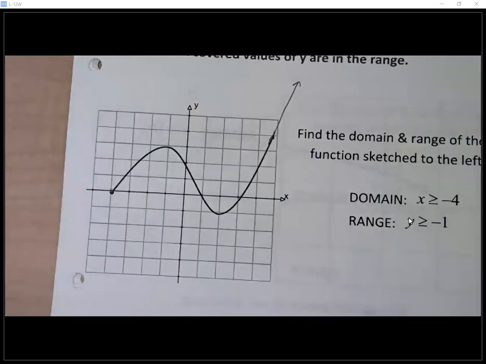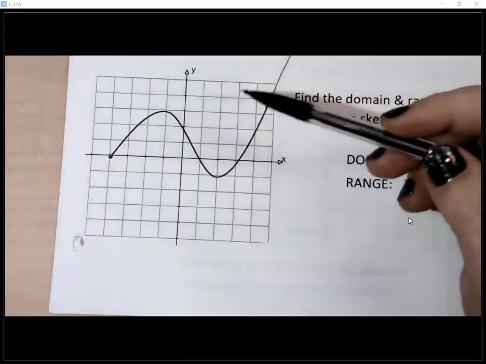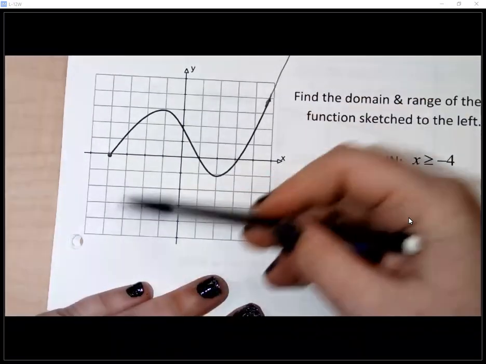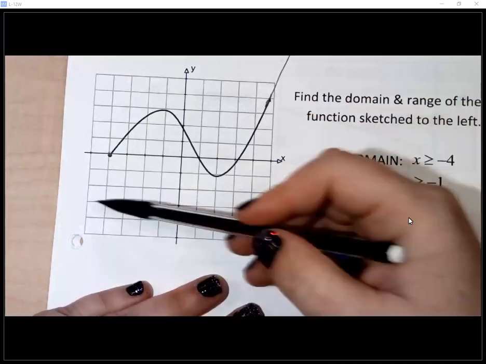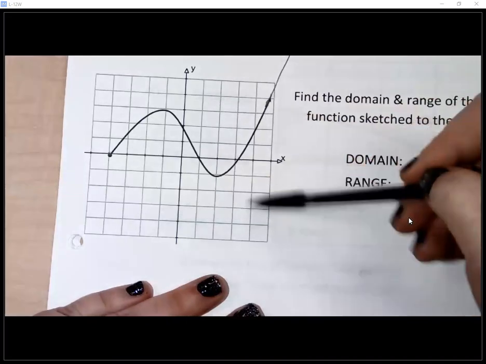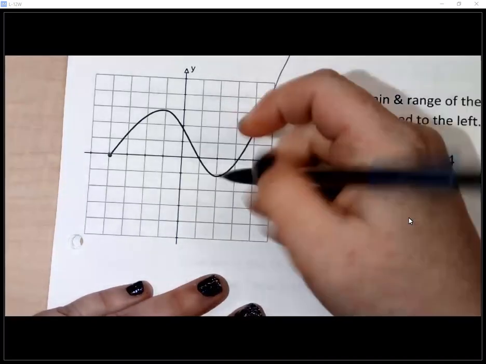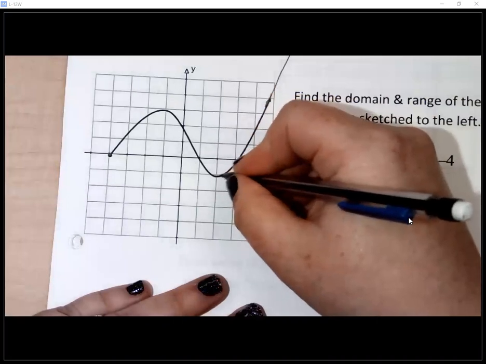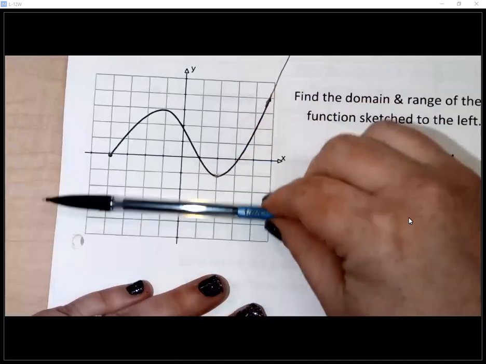Okay, let's check out the range. So as far as the range is concerned, the graph doesn't exist down here, nor will it ever. No part of the graph is ever going to be down here. So my graph doesn't even start until I hit -1.